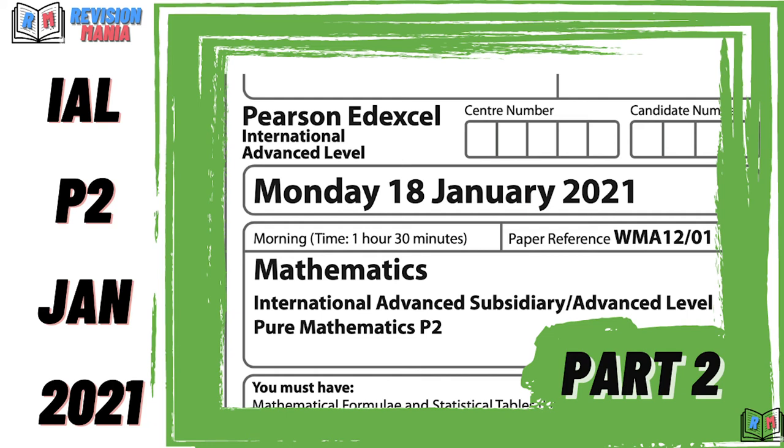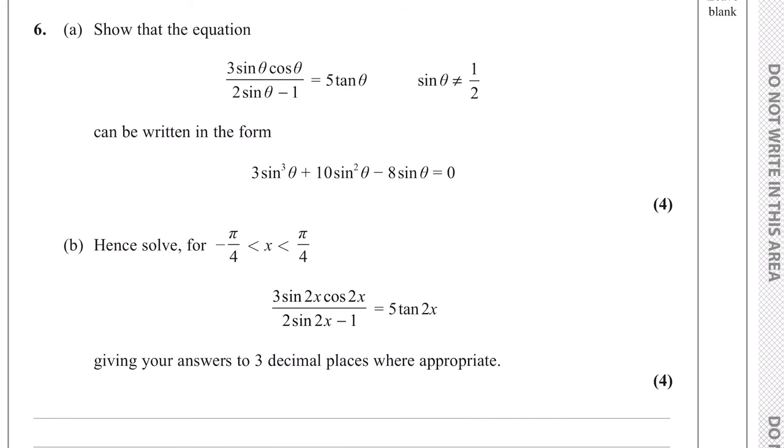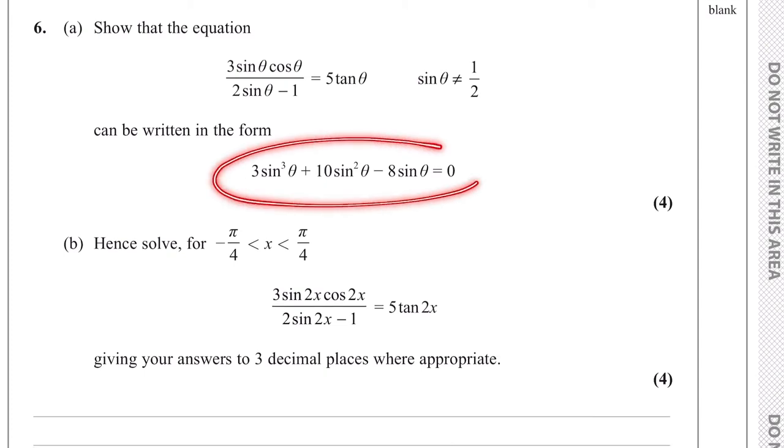Let's get started. Problem 6. Show that the equation 3 sine theta cos theta divided by 2 sine theta minus 1 equals 5 tan theta, when sine theta is not 1/2, can be written in this form: 3 sine cubed theta plus 10 sine squared theta minus 8 sine theta equals 0. Then we have to solve the equation when x is from negative pi over 4 to pi over 4, and give the answer to 3 decimal places.